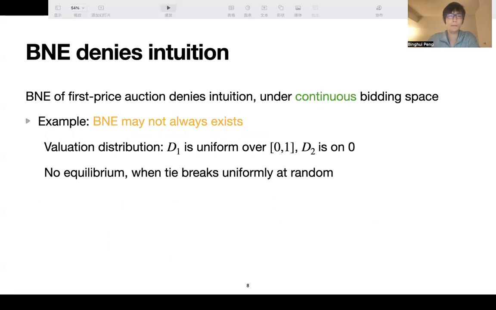Here's one example. Suppose there are two bidders. The first bidder has value distribution uniform over 0 and 1, while the second bidder's value is always supported on 0. In this case, if ties break uniformly at random, then there's no Nash equilibrium. The reason is that the first player always wants to beat the smallest value that is greater than 0. But unfortunately, that value just does not exist. So Bayesian Nash equilibrium also does not exist.